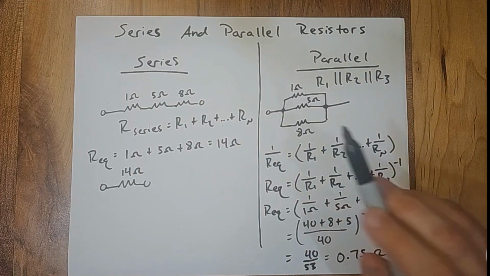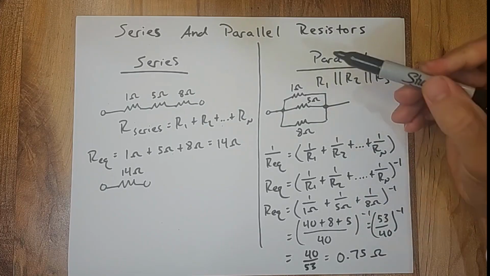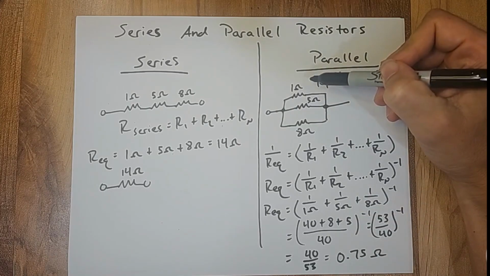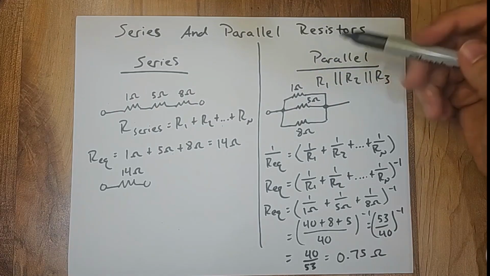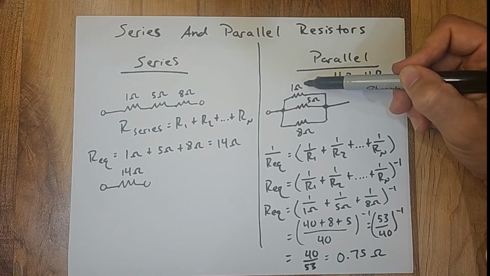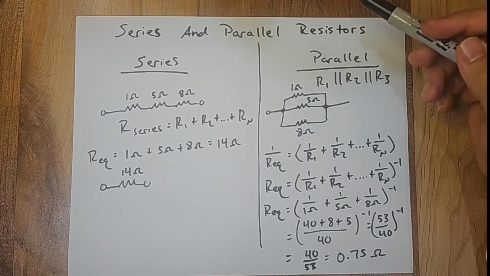Something really important that I want to note about parallel resistors: your equivalent resistance will always be less than your smallest resistor. So we know that we have a 1 ohm resistor here. That means we have to end up with something less than 1 ohm. Whatever your smallest resistor is, if you don't end up smaller than that, you got it wrong.